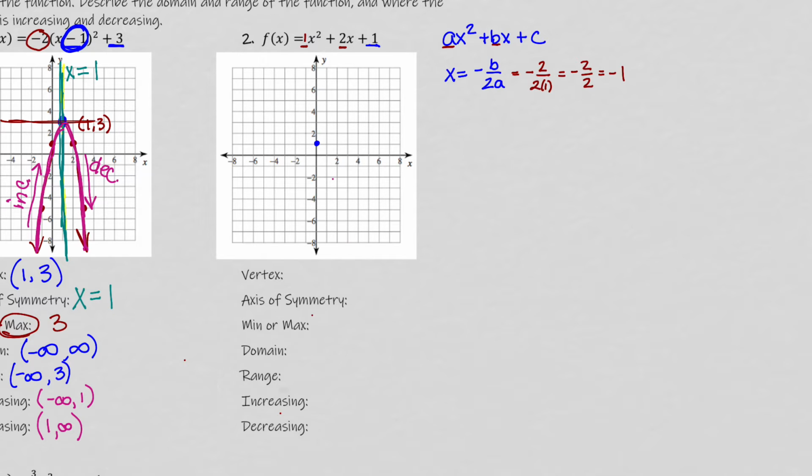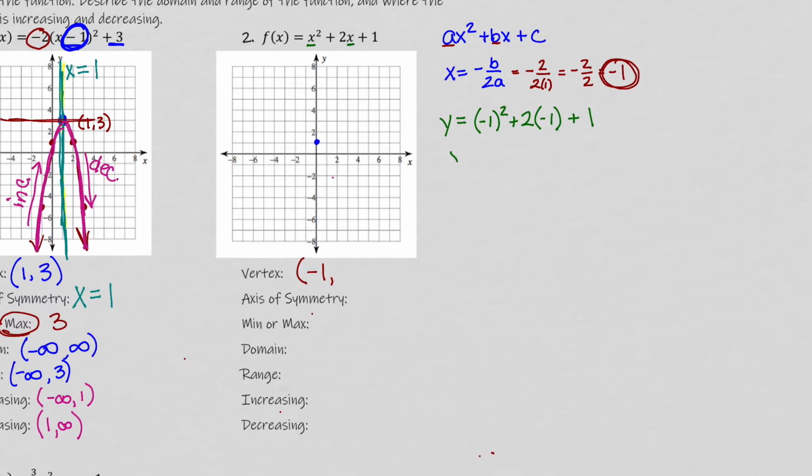All right, so if I'm writing out my vertex here, I know that the x value is negative 1. I don't know the y value yet. So I'm going to take this x value, and I'm going to plug it in everywhere I have an x in my original equation. Okay, so y is going to equal x squared, so negative 1 squared, plus 2 times x, which I said was negative 1, plus 1.